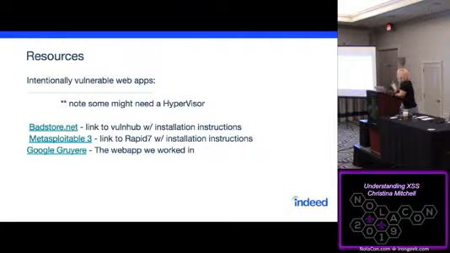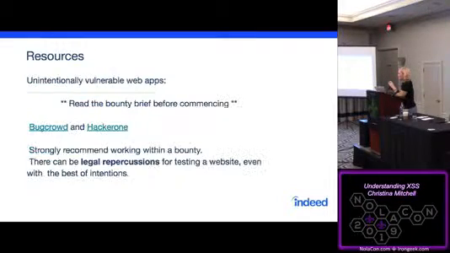Okay, intentionally vulnerable web apps. So you want to test your chops and not get arrested, right? BadStore, Google Gruyere, Metasploitable 3. But if you want to get paid, go work on some bug bounties. You'll get paid to do that. But work within their restrictions. It'll tell you on a bounty page what you can and cannot test.